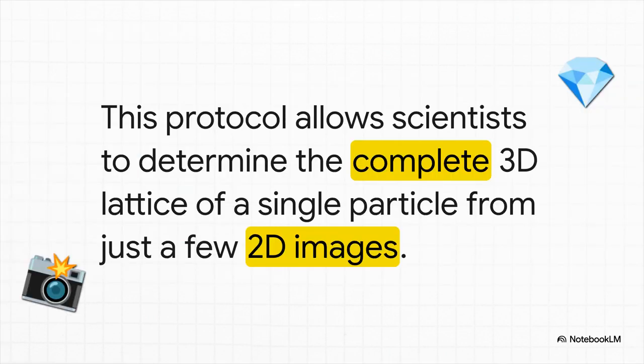And the result of all this is just incredibly powerful. By following this simple protocol, a researcher can take just a handful of 2D microscope images from different angles and reconstruct the particle's entire three-dimensional atomic lattice.